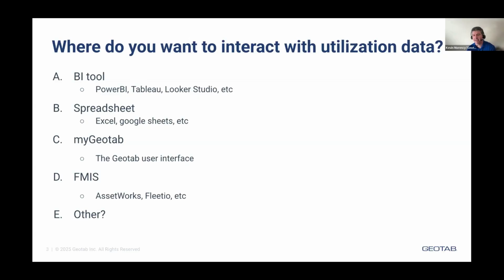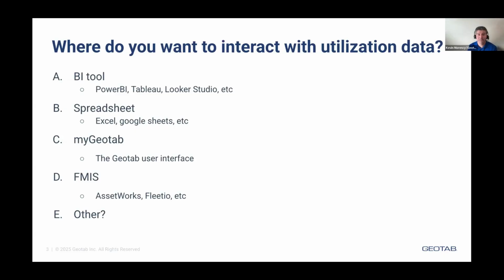A BI tool should have been on the list for sure, if you're streaming your utilization data to a Power BI or a Tableau or a Looker, another BI tool that is going to help you look at all of your business intelligence. What I'm getting from this group is a lot of you are taking your utilization data into a spreadsheet to slice and dice it and do your analysis. A lot of you need it fed into your FMIS system to see alongside all of your other asset lifecycle information.